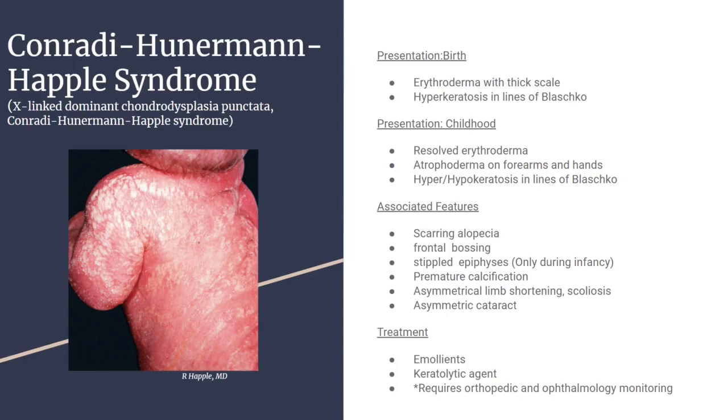So keep this in the back of your head. You'll also see eye deficits described as asymmetric cataracts. So you'll have a cataract maybe in one eye or the other. Treatment for this, we're going to have to do emollients, keratolytic agents, but given the eye findings, given the bone findings, this patient will need ultimately further specialist workup.